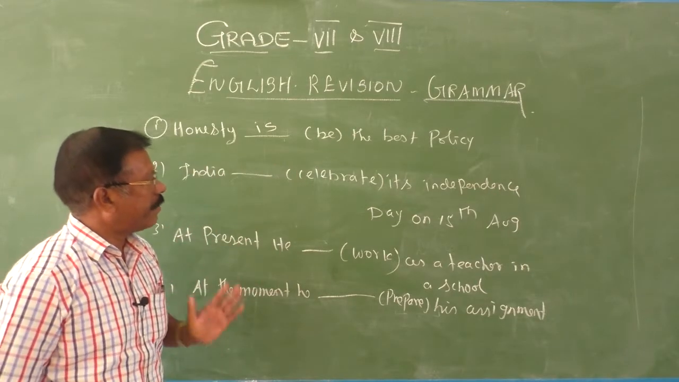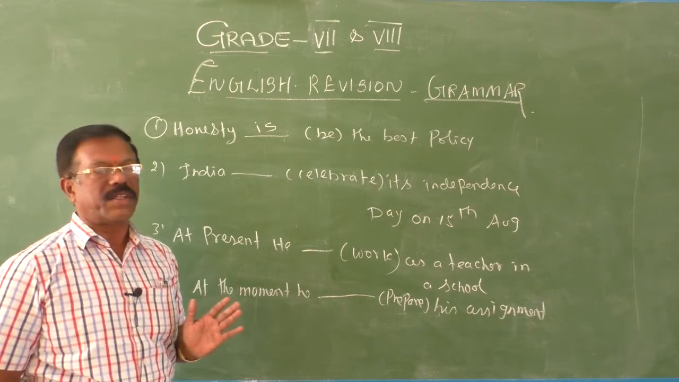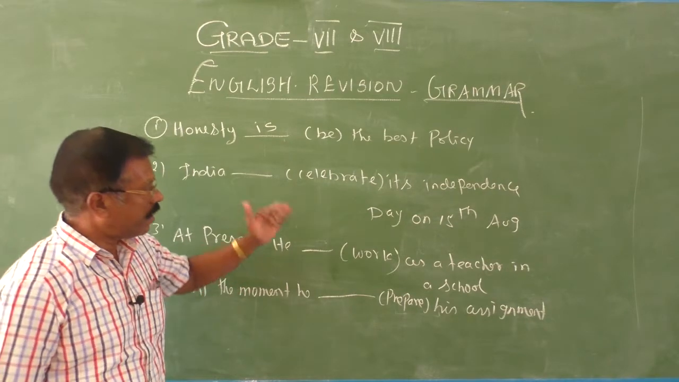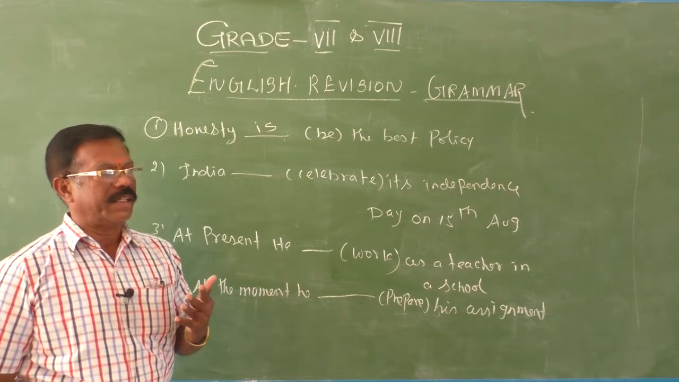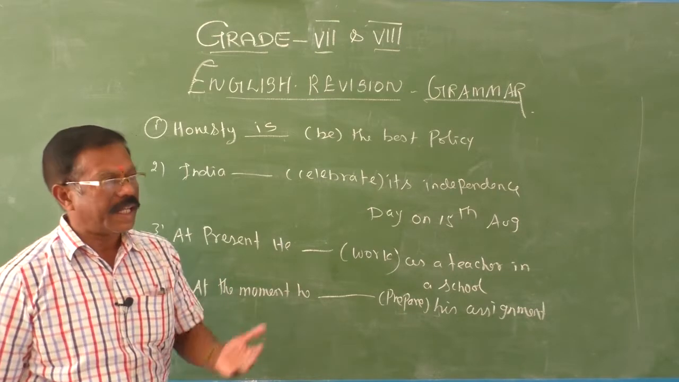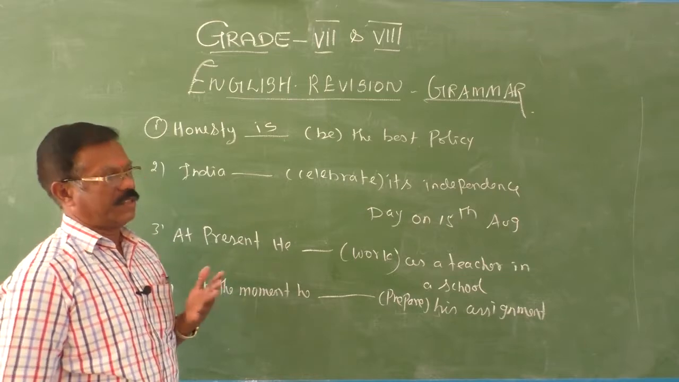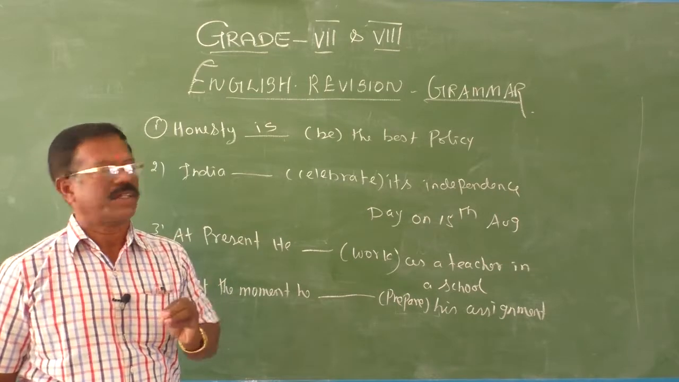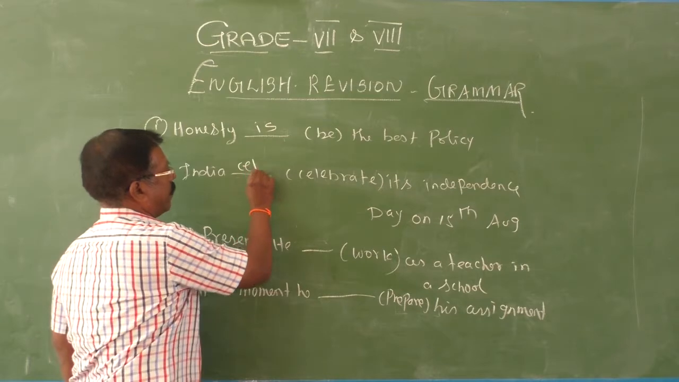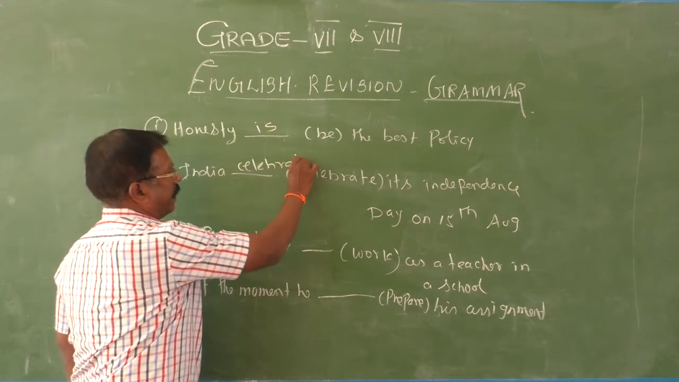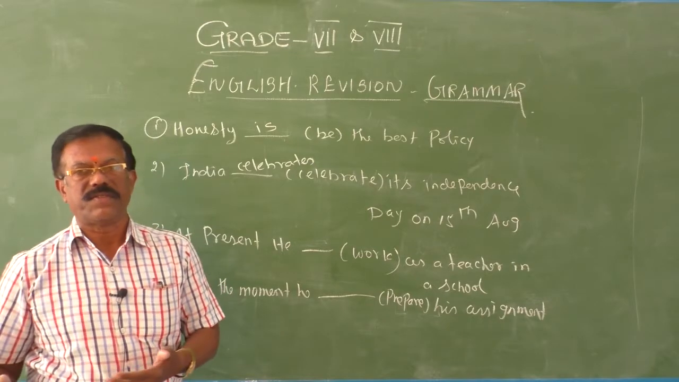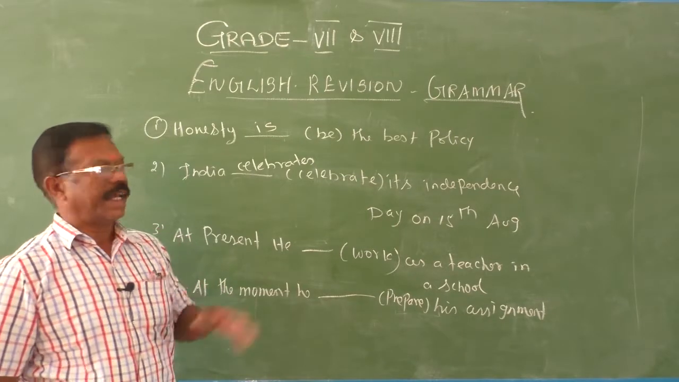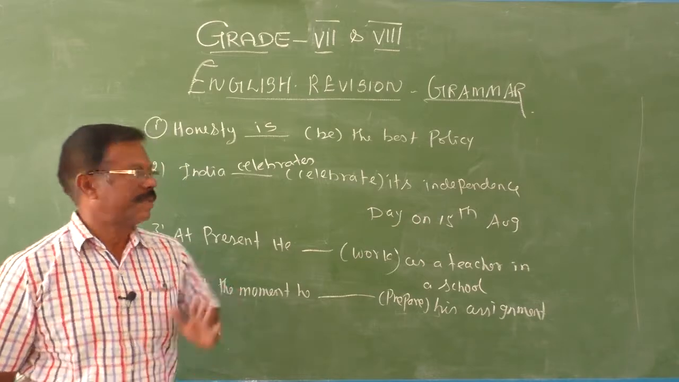Second, India celebrates its Independence Day on 15th August every year. So it's a celebration, it is happening every year. Usually, generally, we celebrate those things, so it refers to the present state. So India celebrates. When you are talking about the happening of certain things periodically, there you have to use simple present tense.